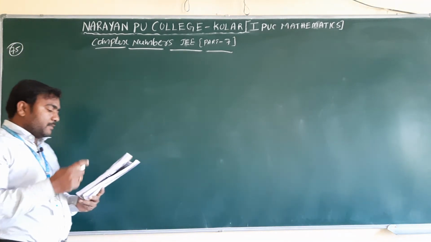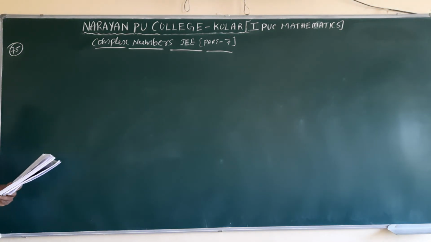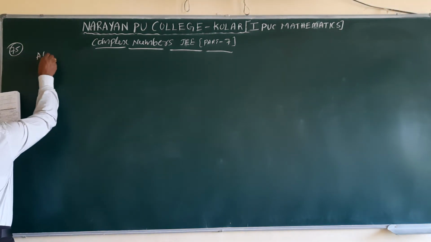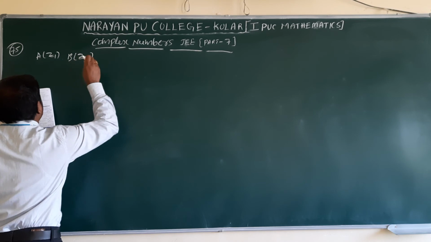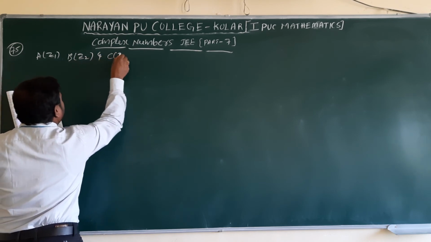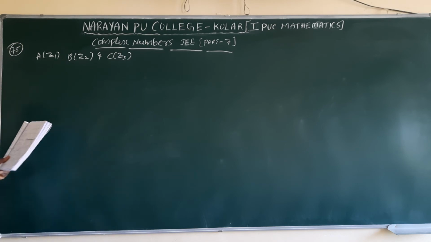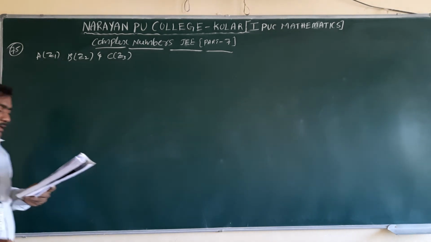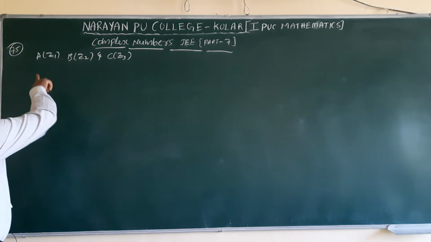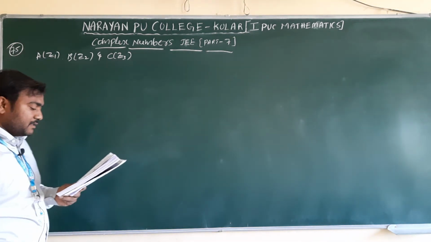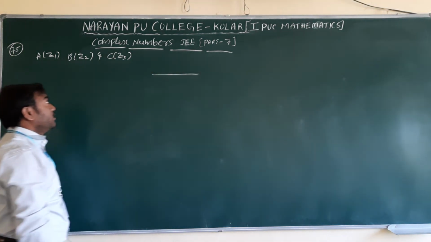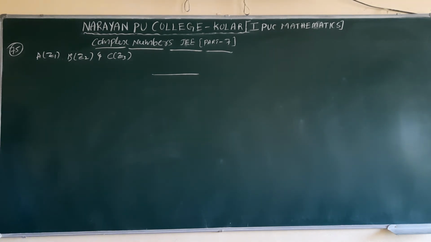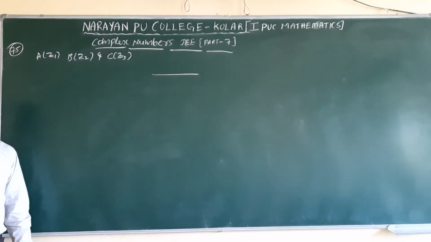If the points A(Z1), B(Z2) and C(Z3) are collinear points, then they are the collinear points. Here Z1, Z2, Z3 are the collinear points. Collinear means lying on the same line. So for collinear points, the argument, the angle, should be 0 or pi.